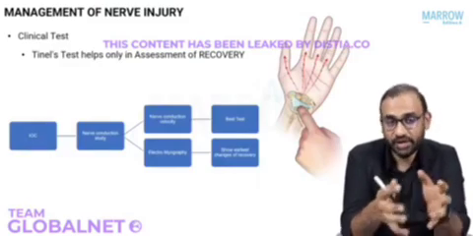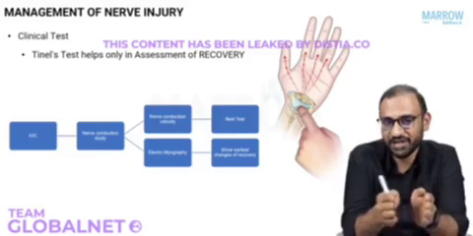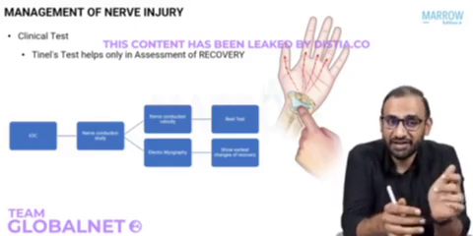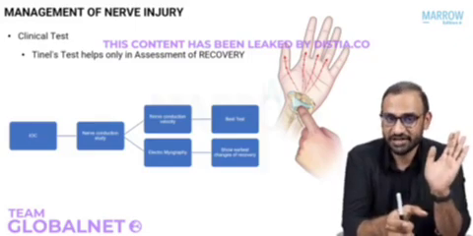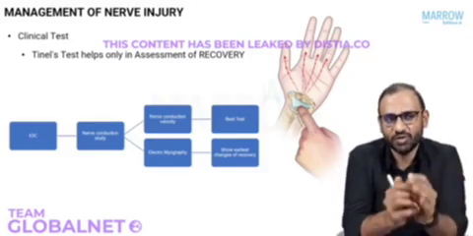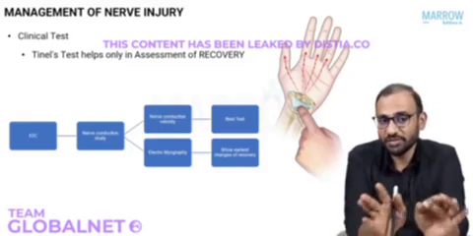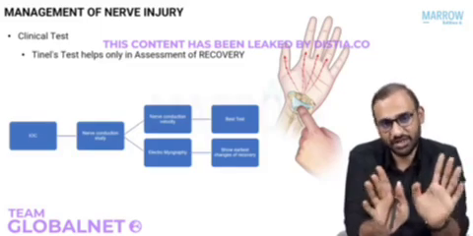And they can be tested. How can you test them? Clinical test, you only know one right now. You know Tinel's test. So Tinel's test is the clinical test that will help us assess whether the nerve is recovering or not. That is the only purpose of Tinel's test. Tinel's test just helps us know whether the nerve is recovering or not. Nothing else. No other information can be gathered with a Tinel's test. Nerve is recovering or not? Yes, Tinel's will tell you that.